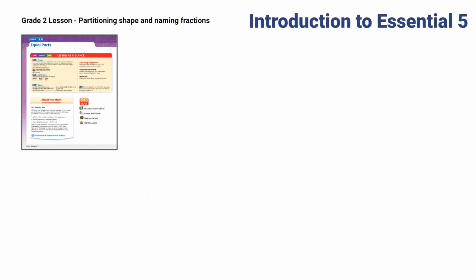So I'll just get into it. Essential 5, if you take a peek, is about cognitively demanding tasks. And we want to do this in the context of curricular resources. And so I'm just going to share with you, this is a lesson from grade 2 on equal parts. The standard for 2nd grade as it relates to fractions is that students should be able to partition shapes into halves, thirds, and fourths, and to be able to name those things.